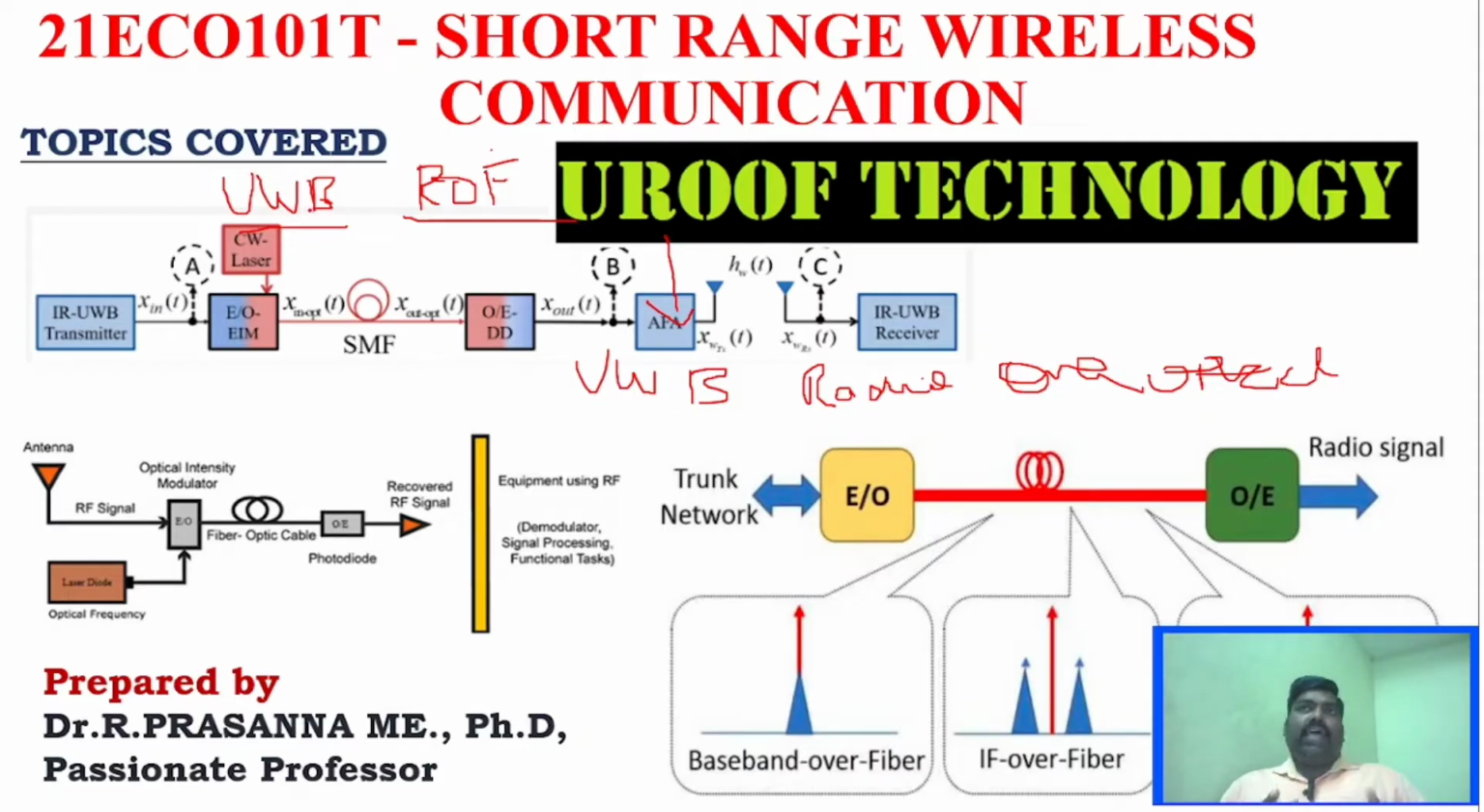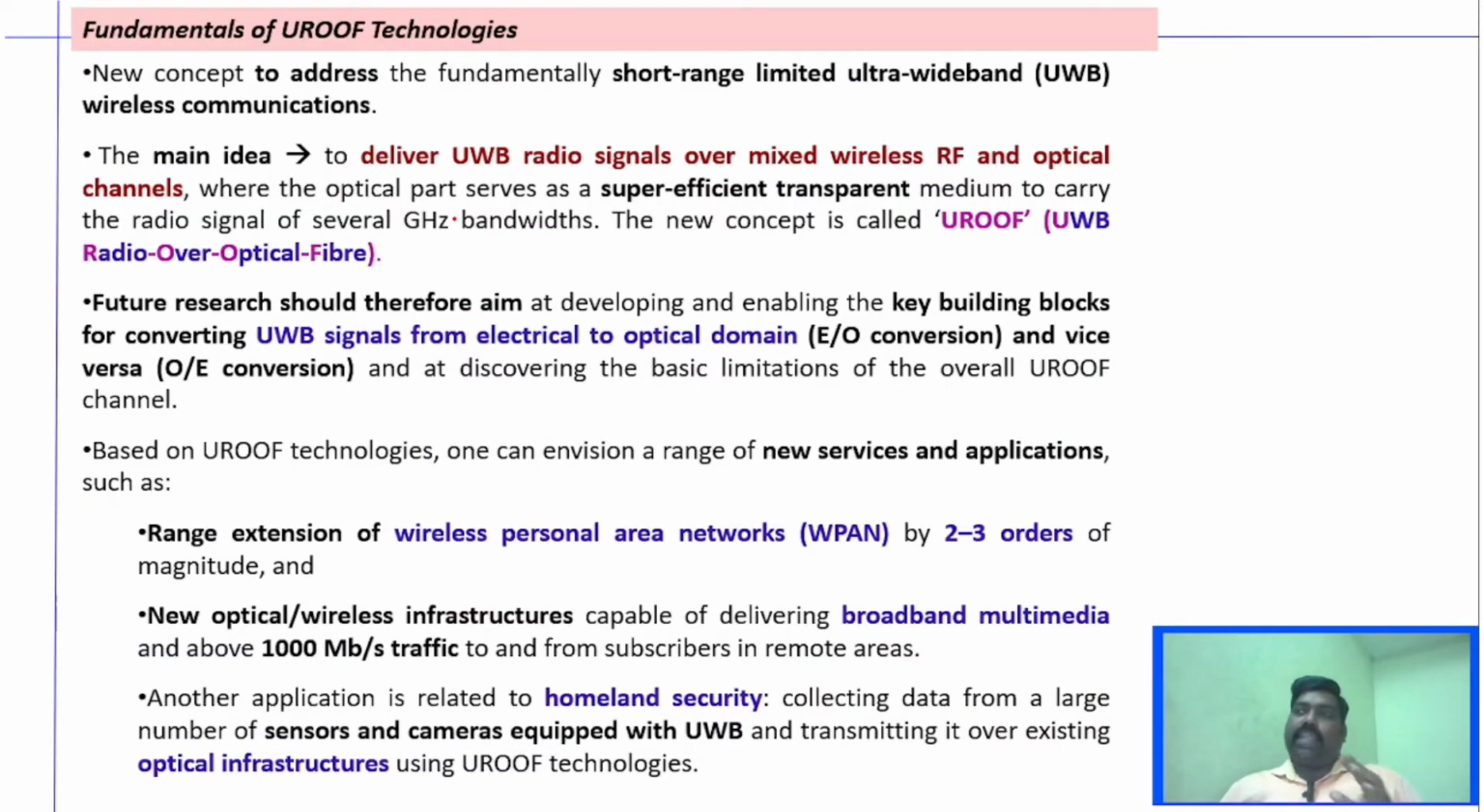UWB is a very powerful technology in short range wireless communication. So we have a lot of benefits in UWB, and also we have more benefits in ROF technology. So by combining UWB and ROF, we're going to achieve both the benefits of UWB as well as ROF technology, right? So this is just the introduction about UROOF, and we will see in depth about this particular technology.